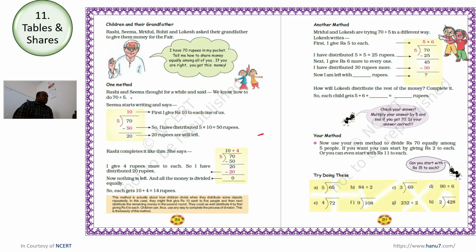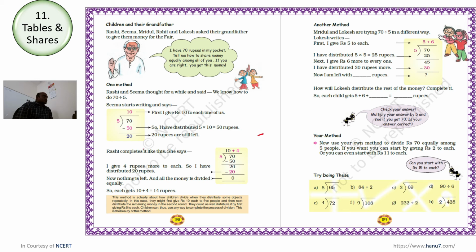So Rashmi and Seema thought for a while and said, we know how to do 70 divided by 5. How did they do it? You see. They divided in such a way that first they distributed 10 among 5 members. So 5 members each got 10 rupees. Then how much will be left? Totally there will be 20 rupees left.